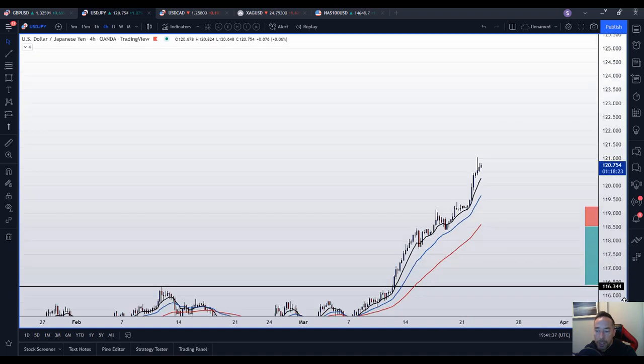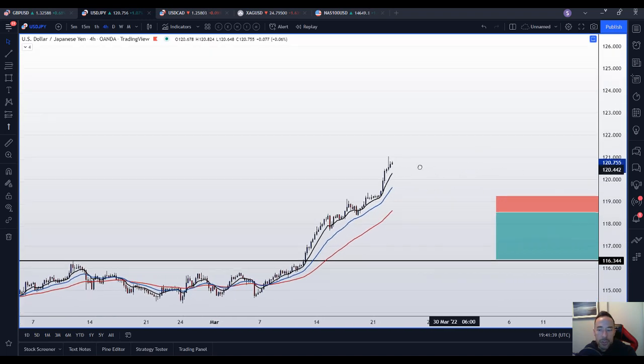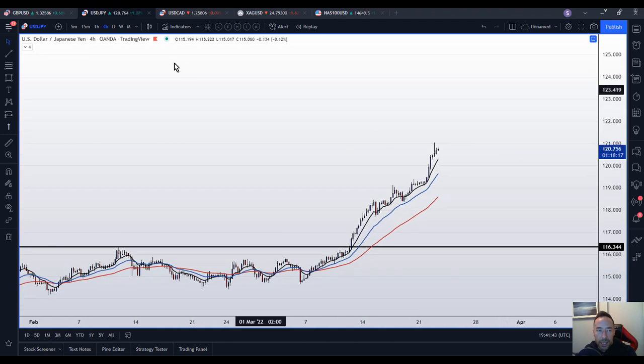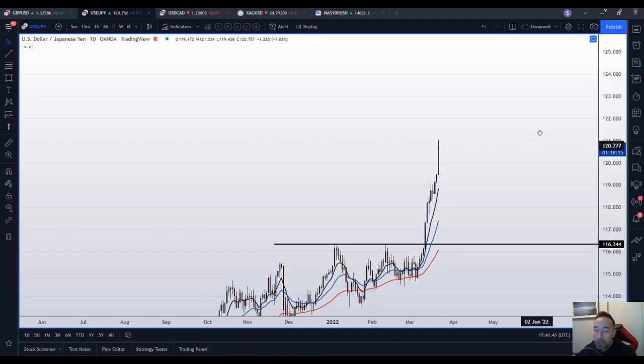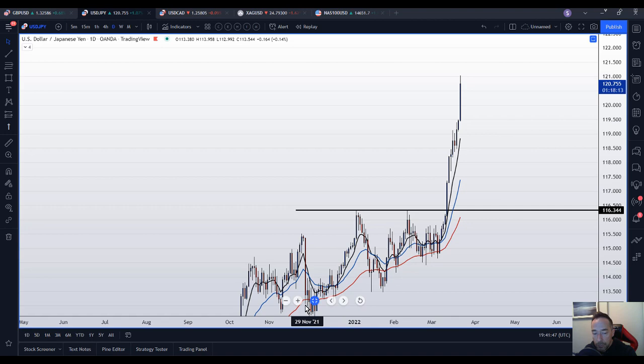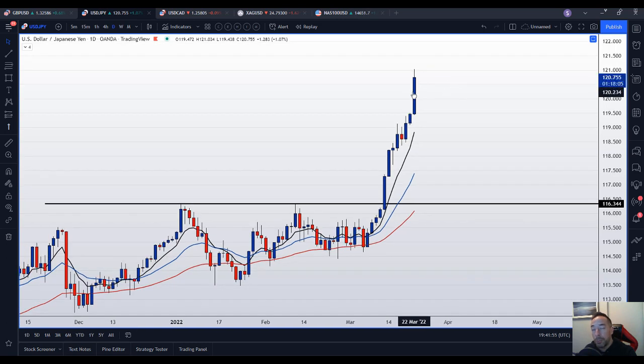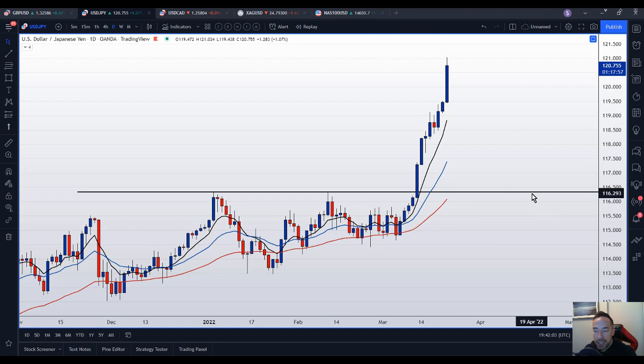Okay, so let's see what happens with this, with dollar yen. Let's see how far it goes. Now, what I would say is that if we get a daily bearish candle, then potentially that could be the start of a correction, and we could place a sell stop underneath it. Like this bearish daily candle here, that could have been the start of a correction back down towards 116.34, 116.50.